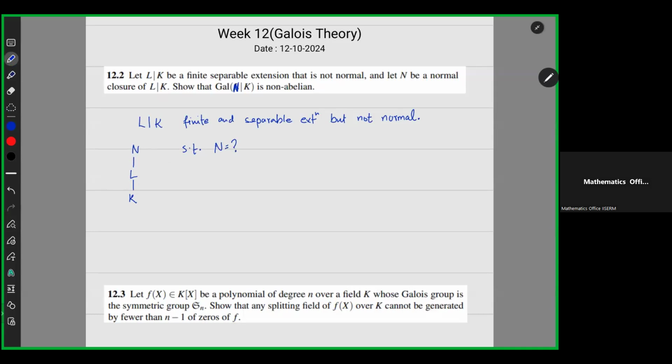What I want to do here is this: since L over K is finite and separable, we'll see that L is of this form. L is isomorphic to some K(alpha), right? It is a simple field extension. This is the primitive element theorem.